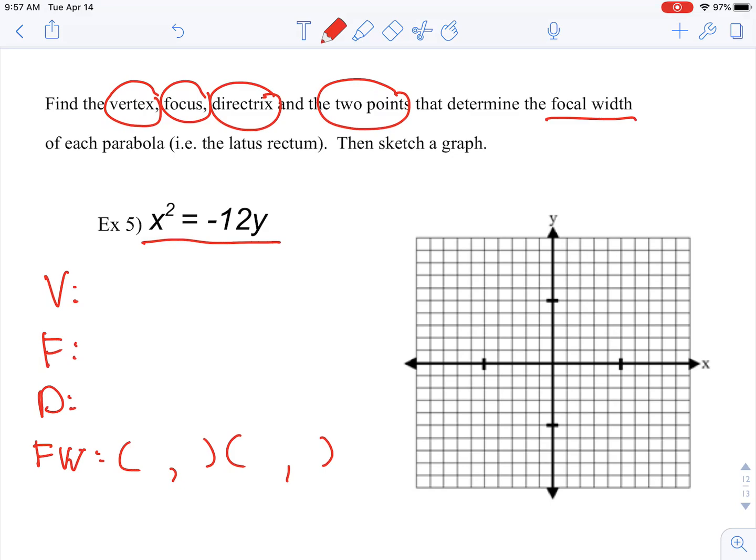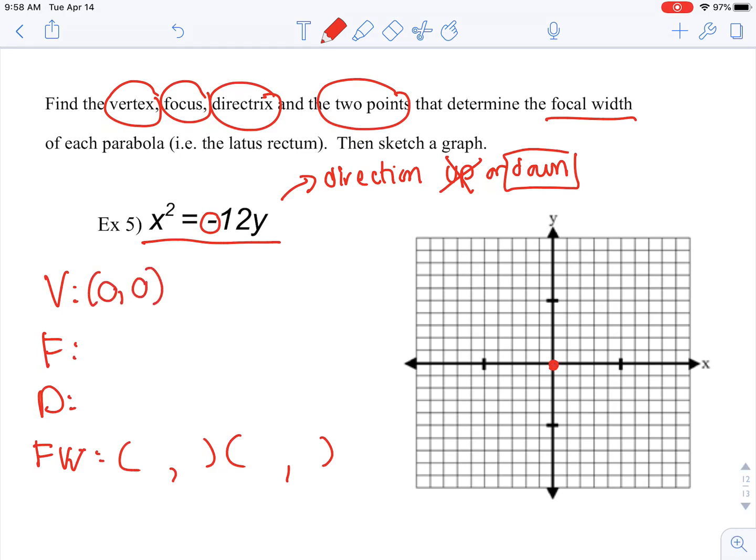As we look at the equation, let's first talk about the direction. Based on this equation having an x squared and a y, we know that this graph is going to either open up or down. And because this is negative, we know that it's actually going to be opening down. I did say that all of these equations today have a vertex at (0, 0), so we can plot that point, and we know it's going down.